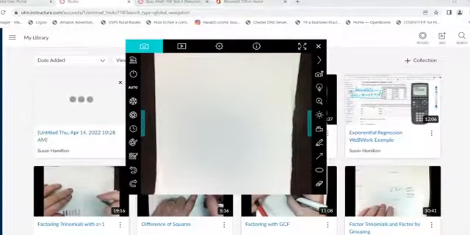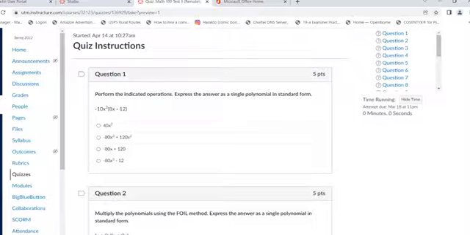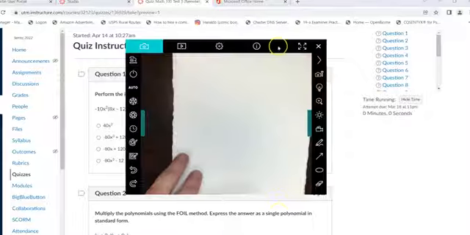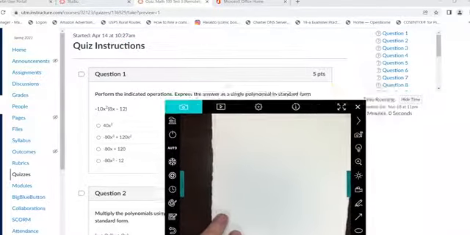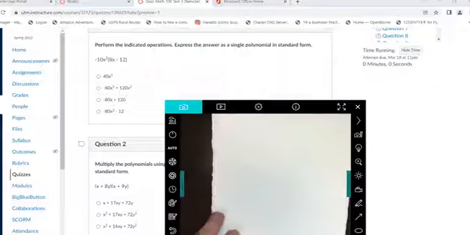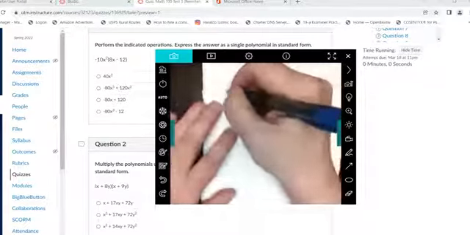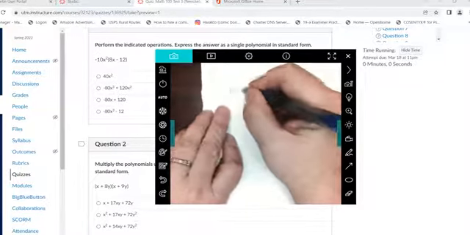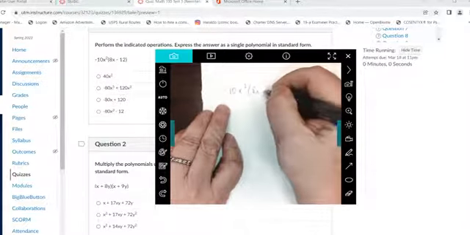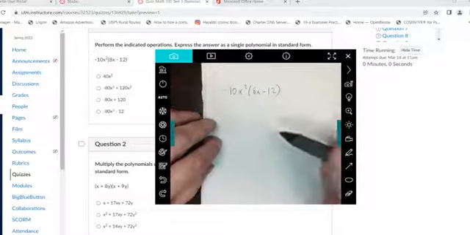Okay, let's have a look at this test 3 solutions. All right, so we want to form that indicated operations. Okay, so we're going to have this. Just get that into focus a bit better. Okay, find a pen that works.